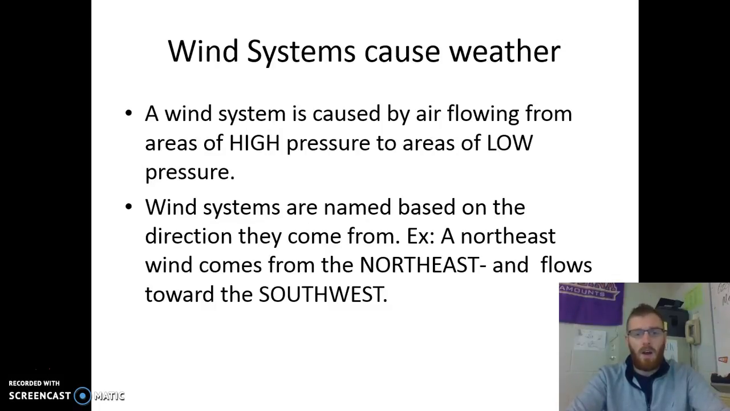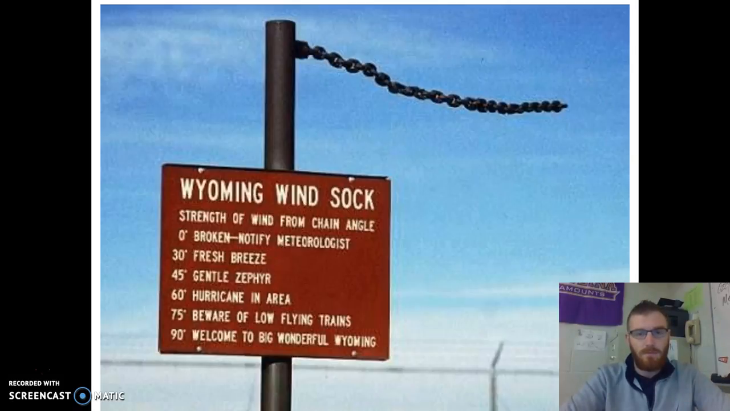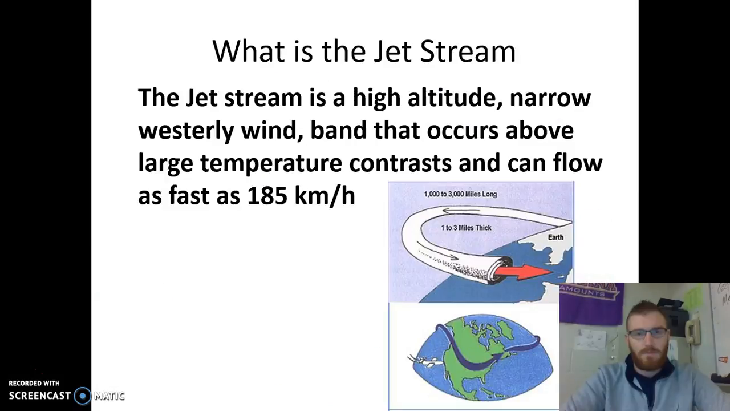Okay. When naming wind systems, one thing that you need to keep in mind is that they are named from the direction that they come from. So a northeast wind means that it's flowing from the northeast to the southwest. So the arrow is going to point to the southwest, but know that it's a northeast wind because it's coming from the northeast. So its starting point is where it's named from. Okay, just so you know, the jet stream is a high altitude wind current.